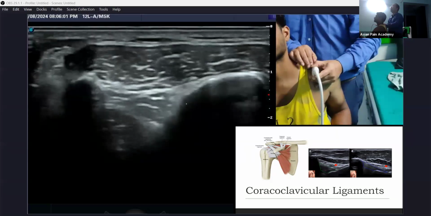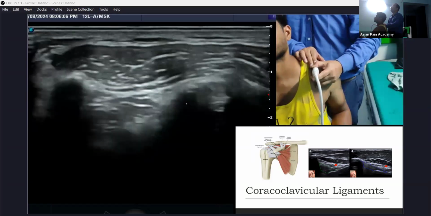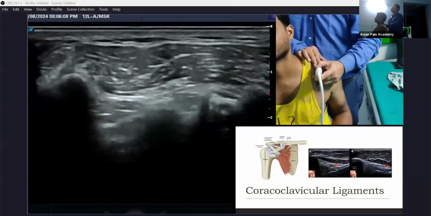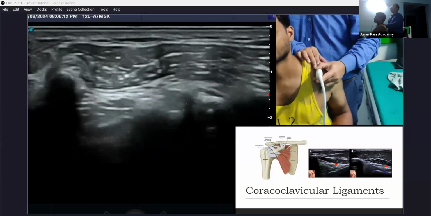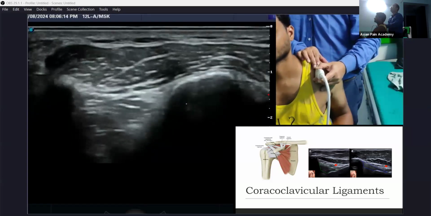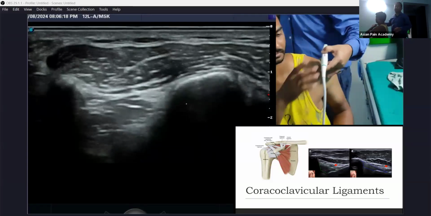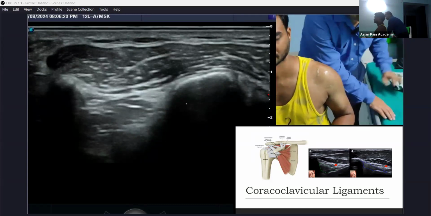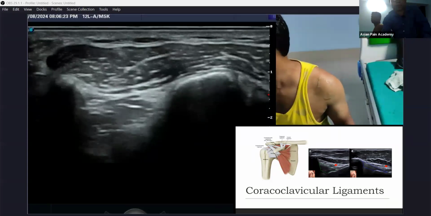So this is the coracoacromial vessel. You can see the pulsatile vessel. Just below the vessel, this is the coracoacromial ligament. Okay, so this is not that important anyway. Okay, another.